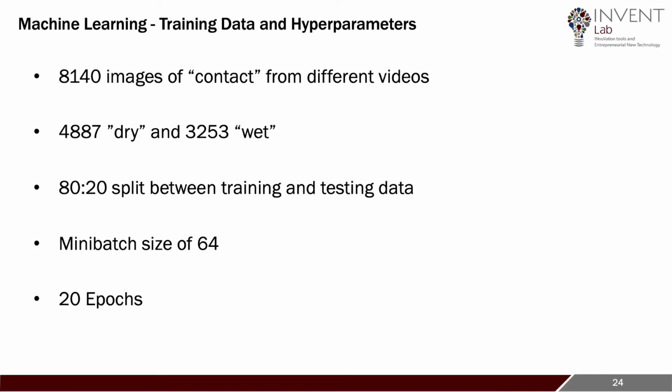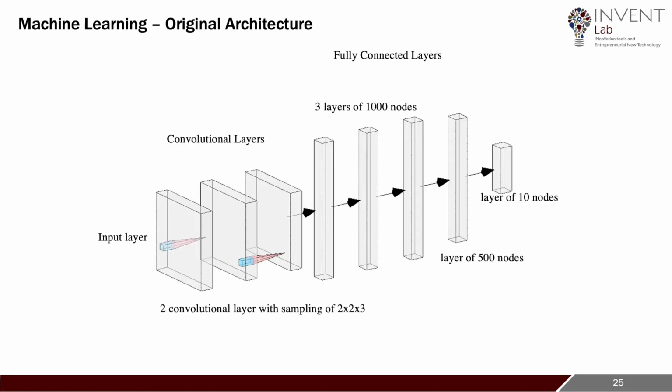With this method of acquiring images, we acquired over 8,000 images, a combination of wet and dry contact, about 60% dry. These images are then randomly split 80 to 20 between training and testing data. And then we send these training images through stochastic gradient descent in a machine learning architecture. The original architecture gave batch accuracy results in the high 90s, but then when it was run on testing data, it would perform in the mid 80s, which was an indication of overfitting.